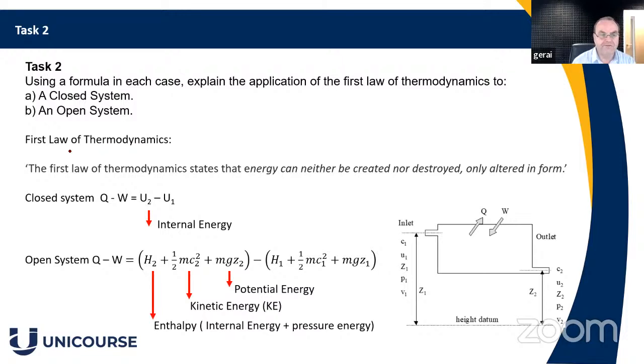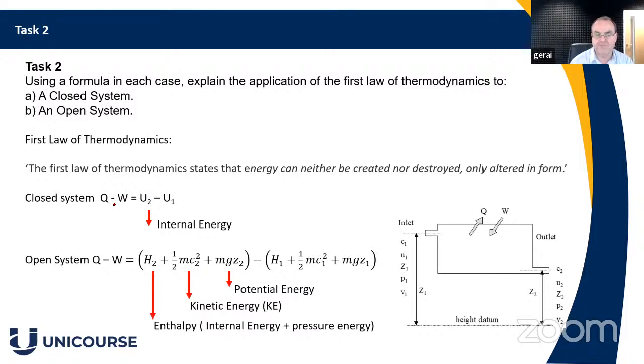So first of all, what is the first law of thermodynamics? The first law of thermodynamics states that energy can neither be created nor destroyed, only altered in form. You're probably aware of that term, that energy can't be created or destroyed. It can only change its form. So we're going to look at the equations that apply to a closed system and to an open system. Now, bear in mind, most of the development of these equations is in Unit 2. However, I've given you the equations here.